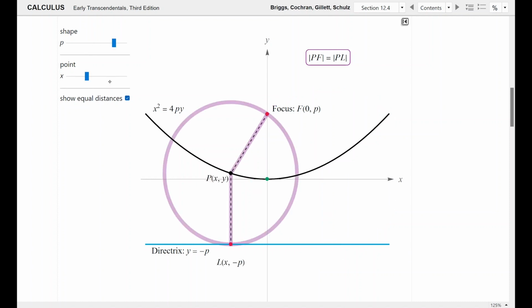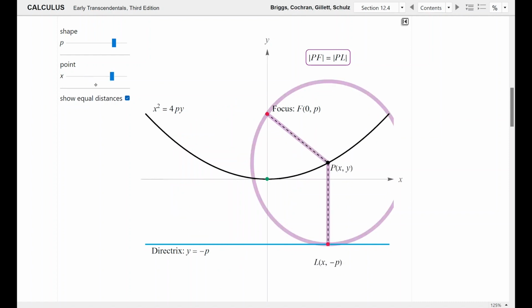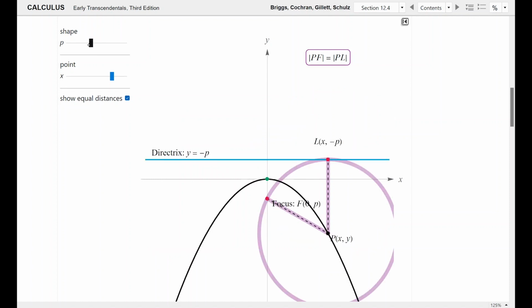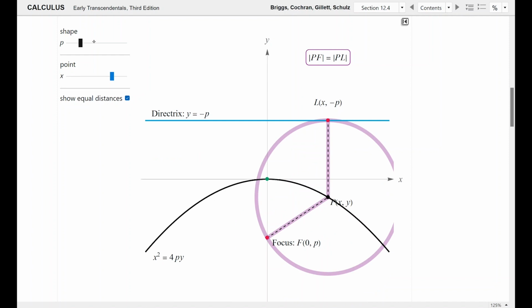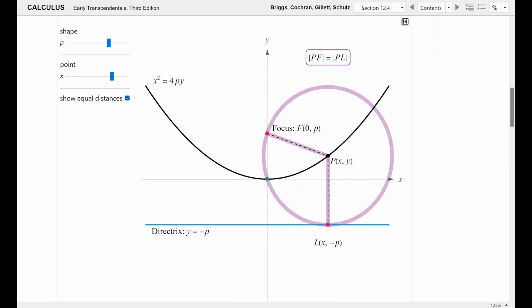And we could move along. No matter where you are, there's an equal distance on each point in that parabola between the focus and the directrix. We could also play around with changing the parameter p so that we can move the directrix. But we're still getting that same basic shape, equidistant from the focus and the line.